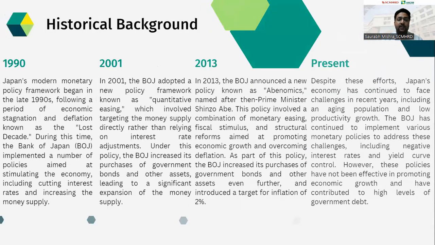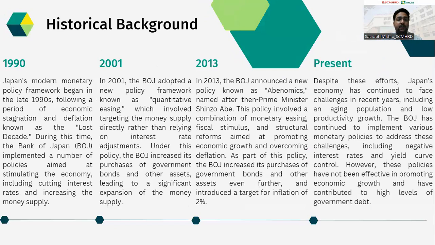Now we'll discuss some historical background. Japan's modern monetary policy framework began in the late 1990s, following a period of economic stagflation and deflation known as the lost decade. In 2001, the Bank of Japan adopted a new policy framework known as quantitative easing, which involved targeting the money supply directly rather than relying on interest rate adjustments.